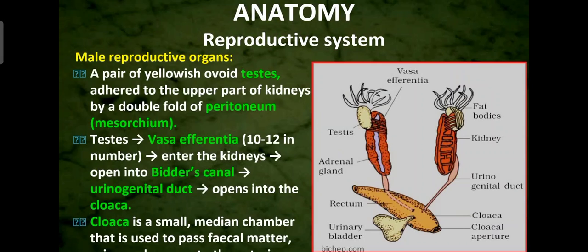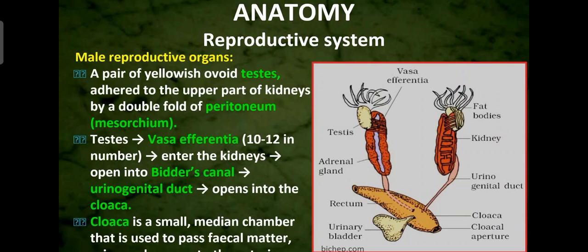So cloaca is a small median chamber, and that is used to pass fecal matter as well as the urine and sperms to the exterior. So fecal matter, urine and sperms, all these are excreted out from this cloaca. The cloacal aperture is there. From this, all these three are excreted out to the exterior of the body. So that is the cloaca.